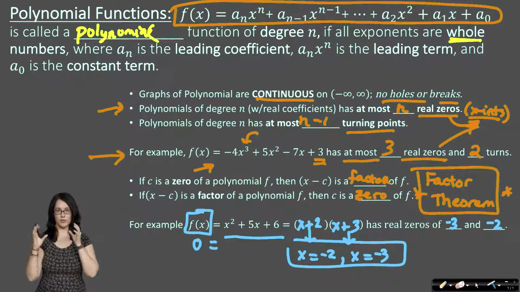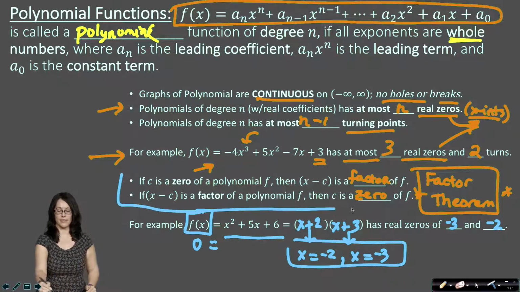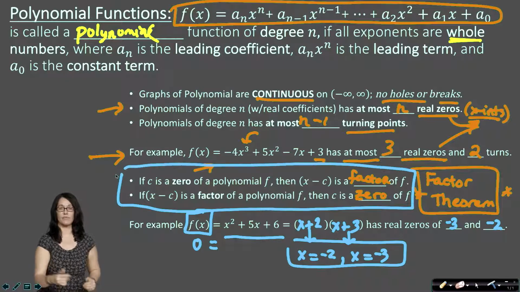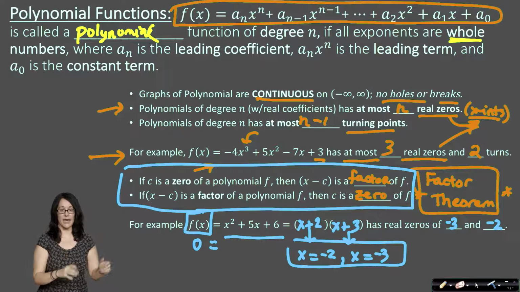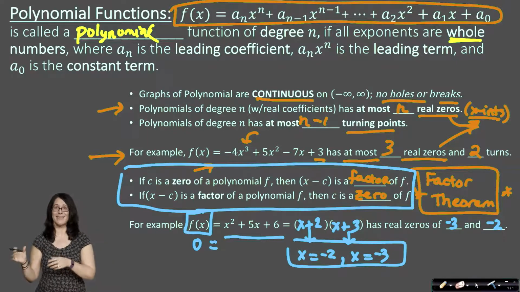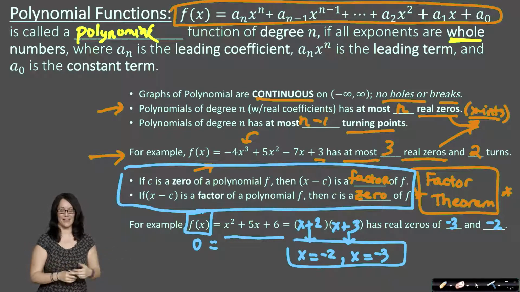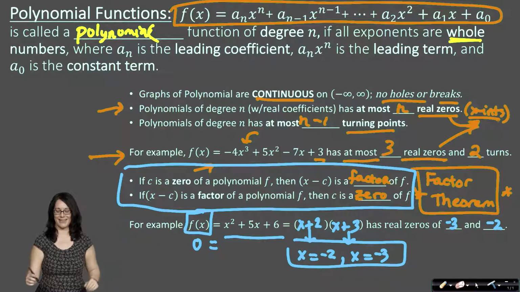You saw that we had 2 factors, x plus 2 and x plus 3, but that produced 2 x-intercepts, x equals negative 2 and x equals negative 3, which is exactly what the factor theorem was trying to tell you. It was telling you that if you have a 0 called c, then you have a factor called x minus c. And if you have a factor, x minus c, then you have a 0 called c. All right, let's see if you can make sense of this with me in our next slide.